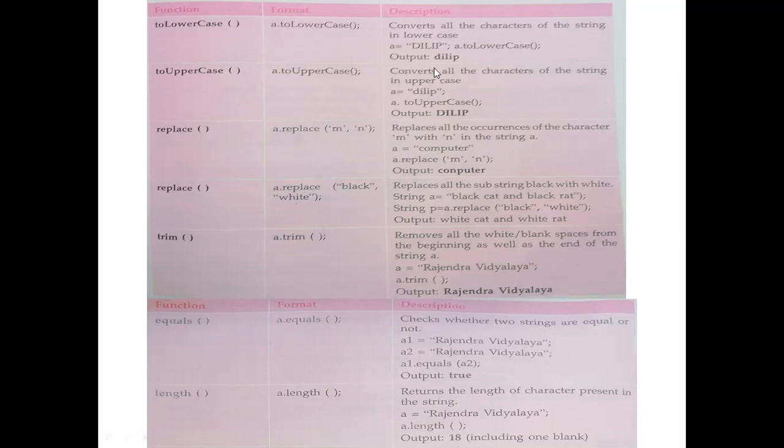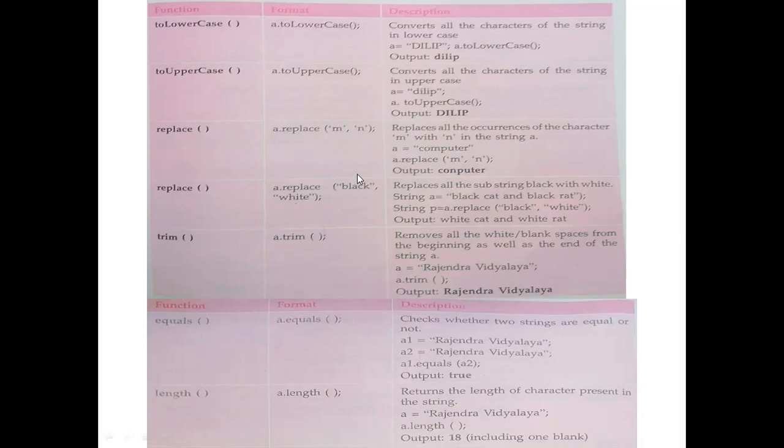See, if it were a character function, you would have written Character.toUpperCase, with the variable inside the bracket, right? But here, in a string function, the string variable comes before the dot: string variable dot toUpperCase. Nothing is inside the bracket. So you can make out whether it is a character function or a string function. String variable dot toUpperCase, string variable dot toLowerCase.